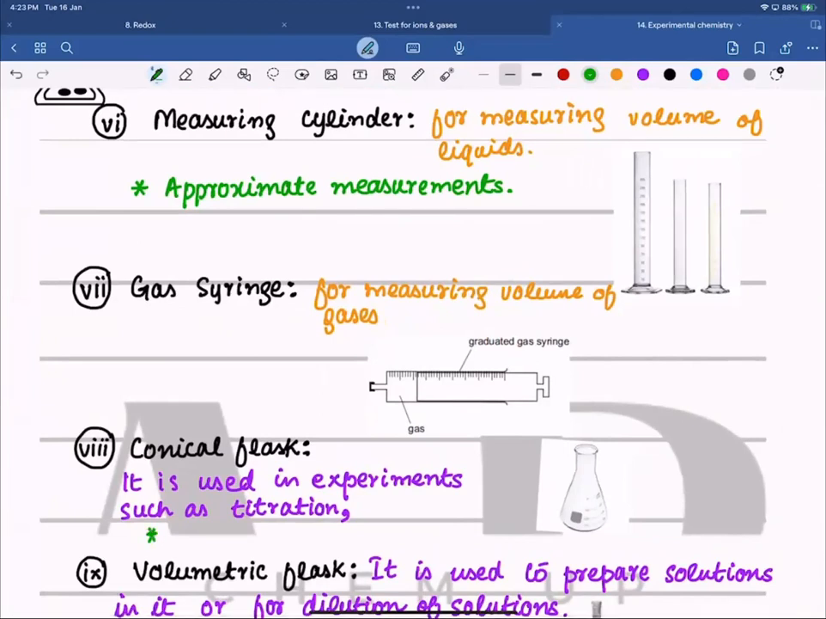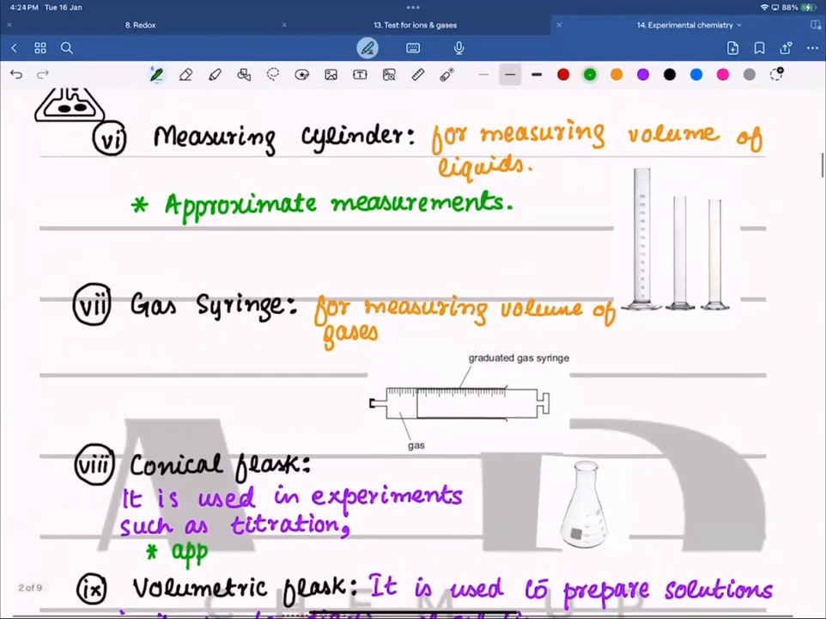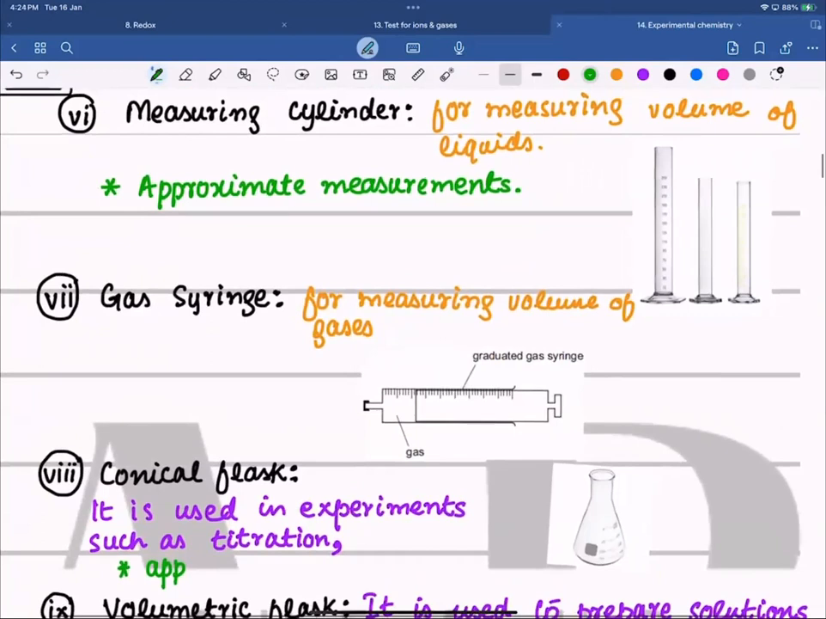So let me write over here. Approximate measurements.